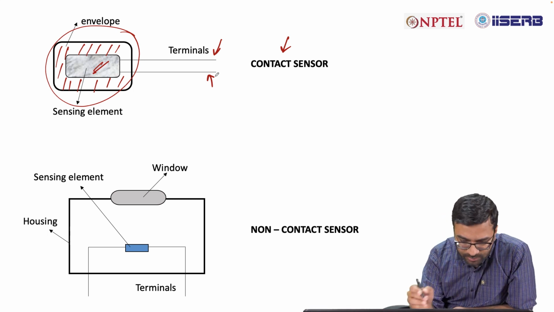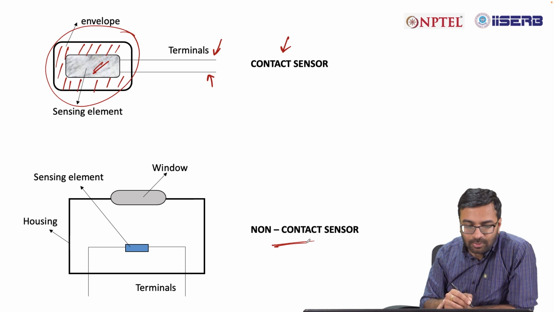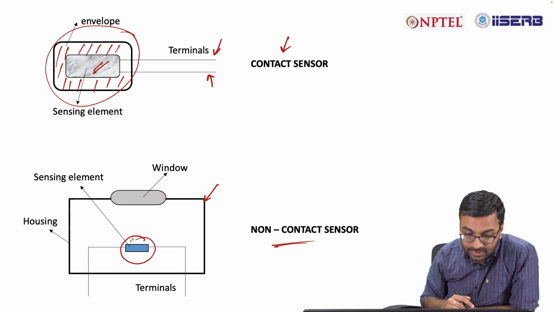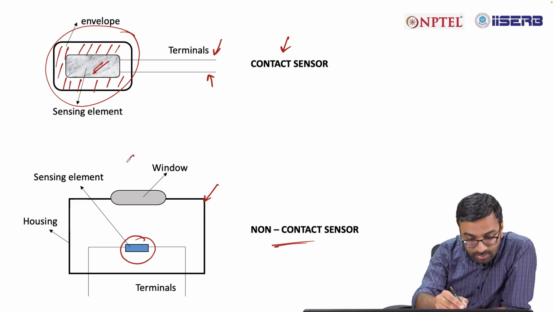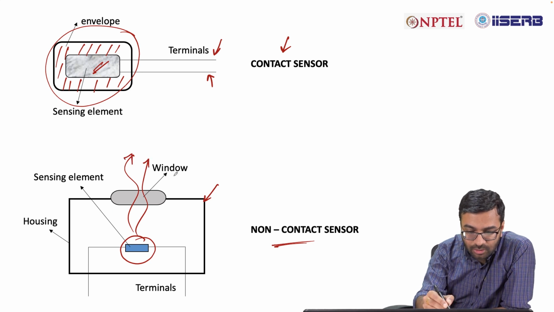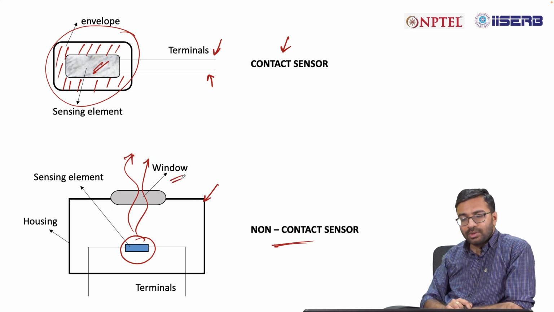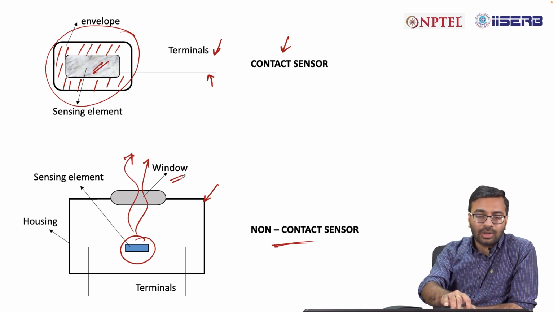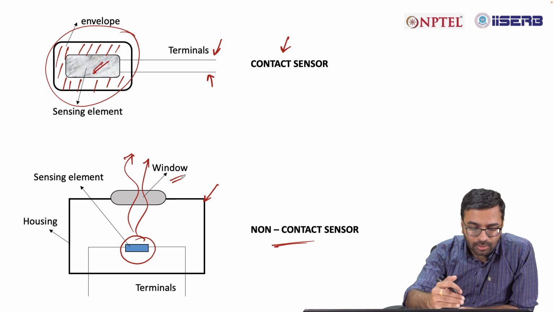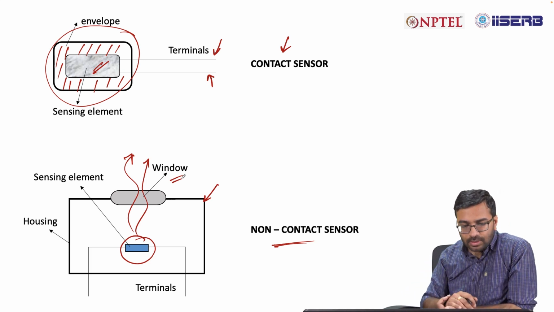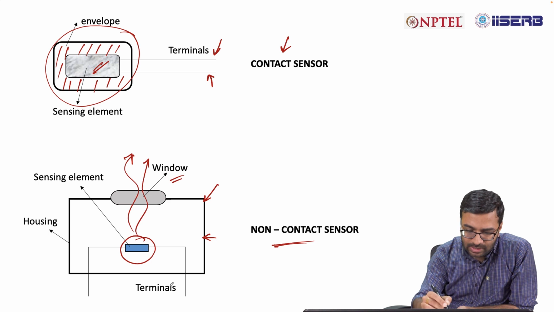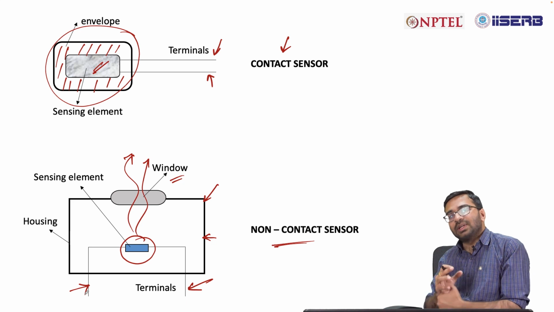Then there is another type of sensor which is known as a non-contact sensor, where you have a housing that covers the sensing element present inside, and then the sensor interacts with the external object through a window. So, we call it a non-contact sensor. In that case, the sensing element is actually not coming in contact with the object. The sensing element takes the heat response through this window, and there is a housing associated with that, and then it also has terminals, so that we can take the electrical response from the sensor itself.